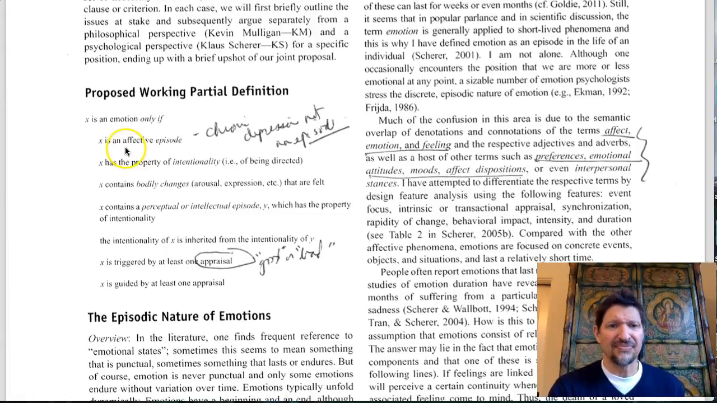Here's a proposed working partial definition. It says, it is an episode. It involves an episode. Then I said, well, wait a minute. Chronic depression is not an episode. It's a long-lasting thing. Well, they go on later to say, well, that's a different kind of thing. It's like a feeling or something else.